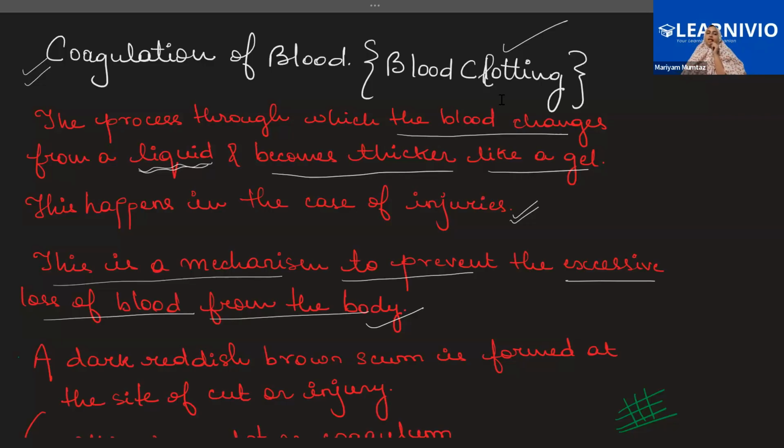See, in our body, there is the presence of anticoagulant proteins. They do not let the blood clot inside our body. But as soon as you take out a drop of blood from your body and put it anywhere, it would clot. It will not be in liquid form, rather it would become a sticky gel-like structure. This process, through which the blood changes from a liquid and becomes thicker like a gel, happens in the case of injuries. It is a mechanism to prevent the excessive loss of blood from the body.